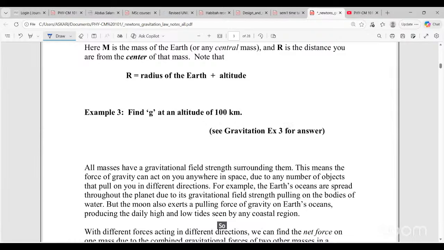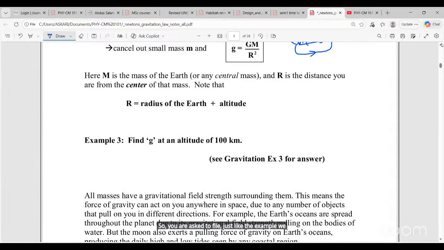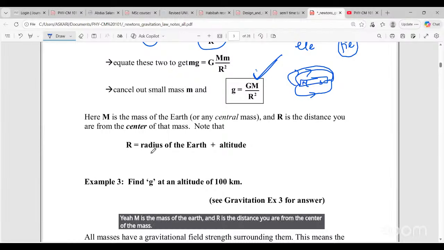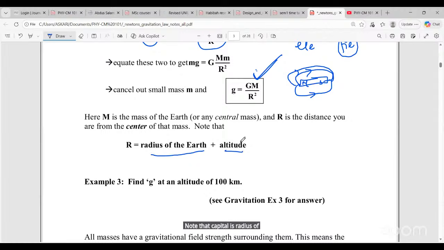So you are asked to find g, just like the example we treated. Here, M is the mass of the Earth, and R is the distance you are from the center of the mass. Note that capital R is the radius of the Earth plus the altitude you are considering. Now we have been asked to find g at an altitude of 100 kilometers. We all know that our g will be equal to what? GM divided by R.